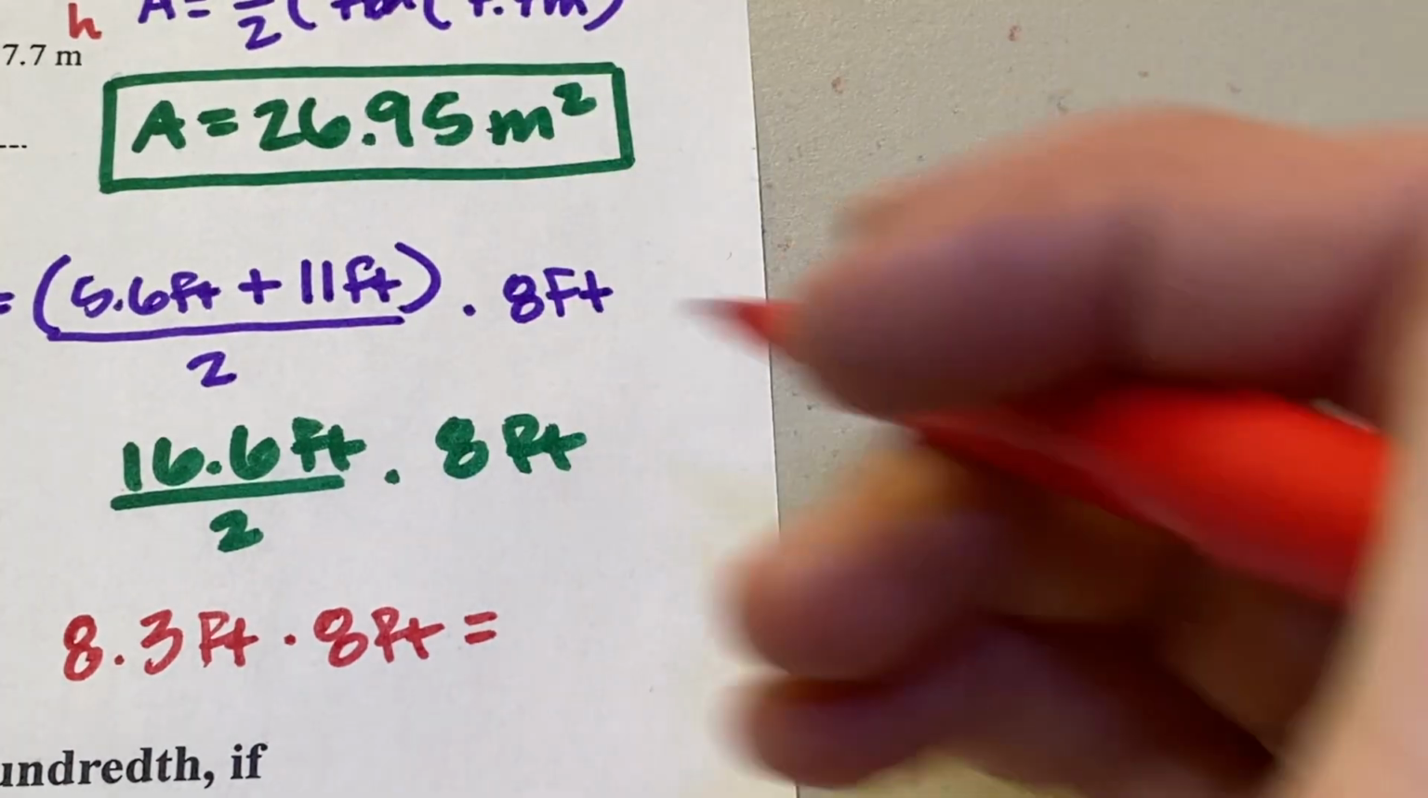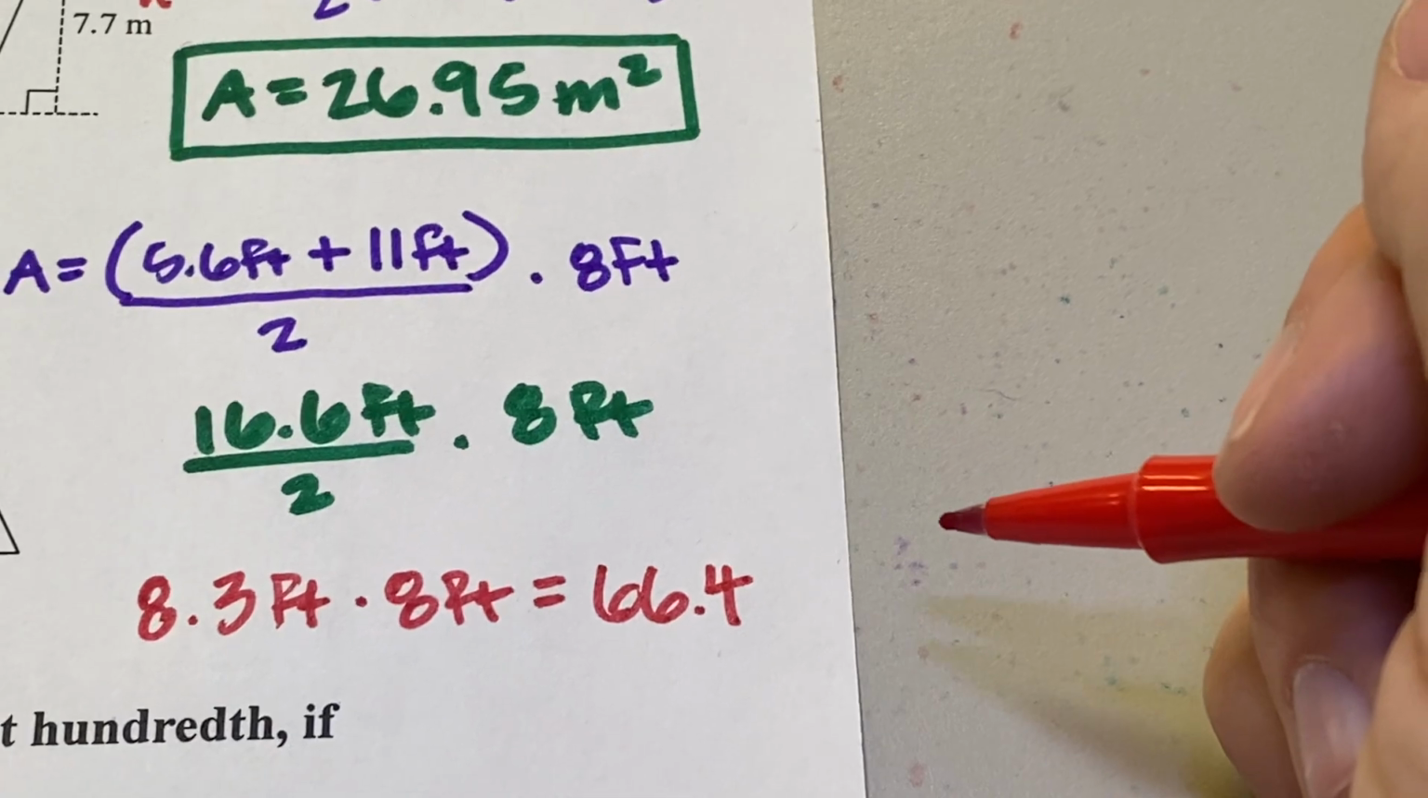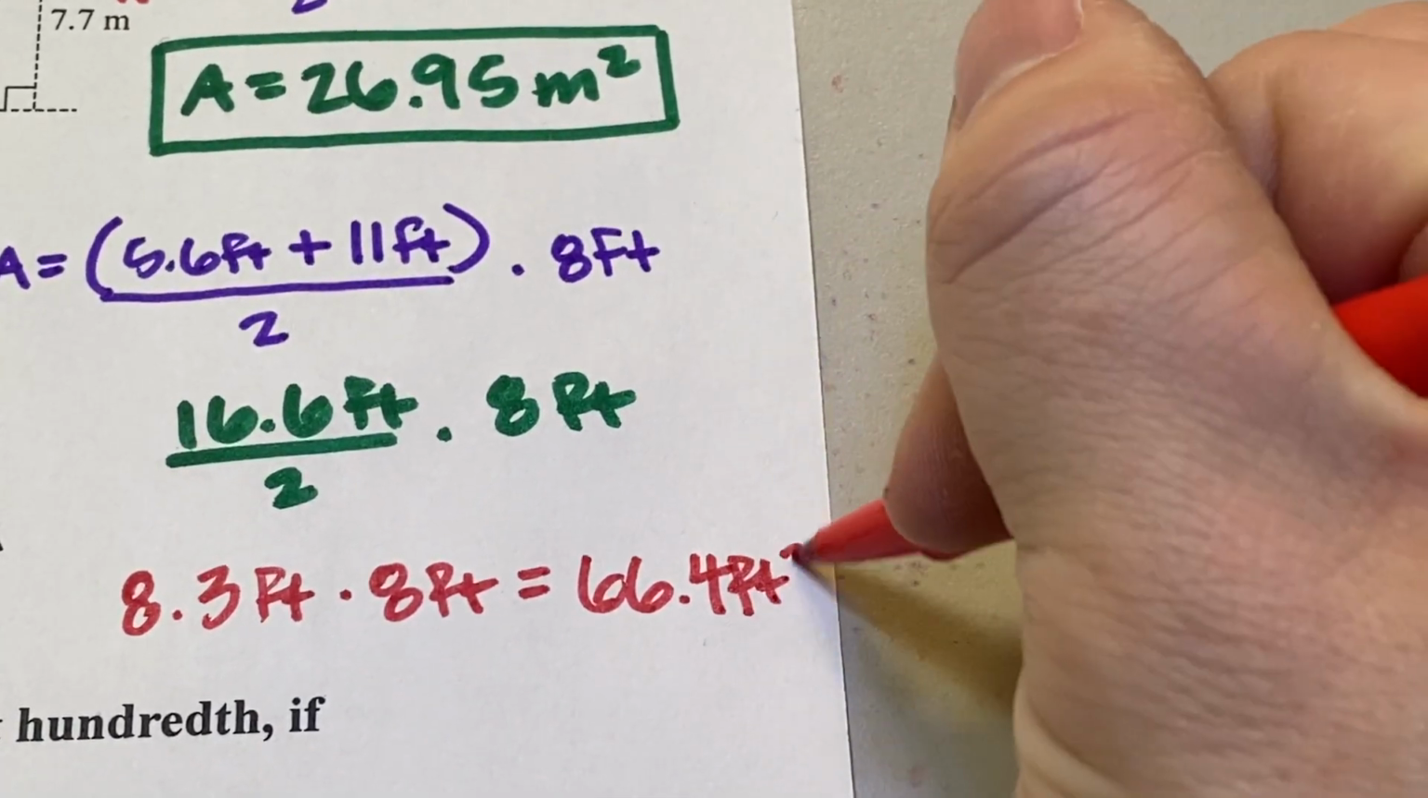66.4 what? Inches squared? Feet squared.